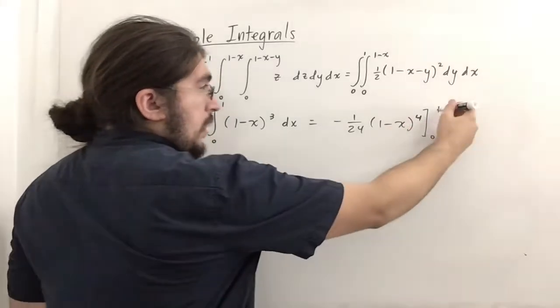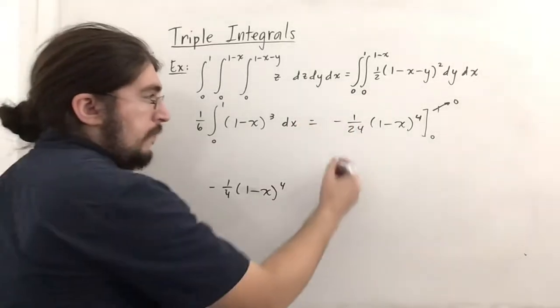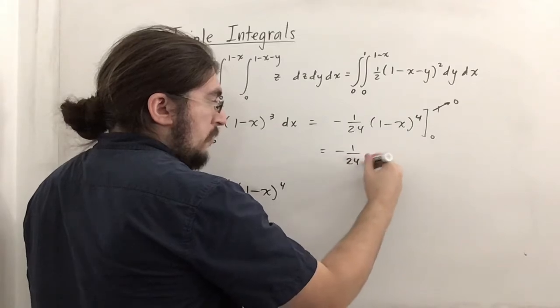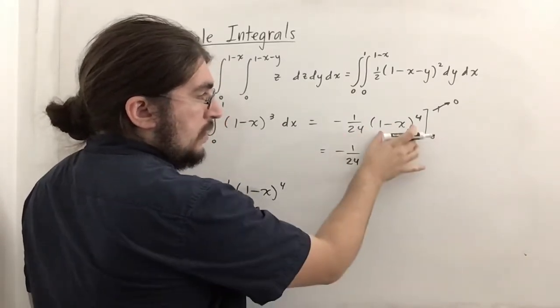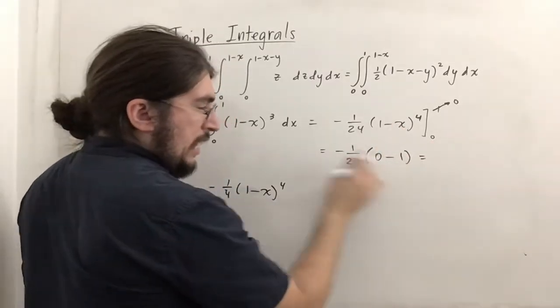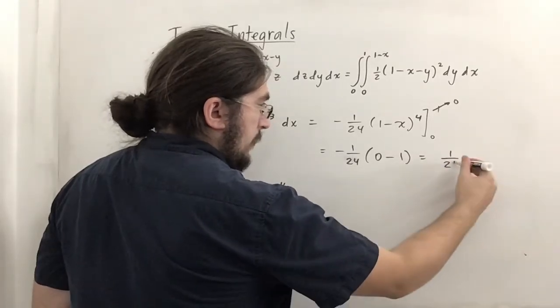Now when you plug in 1, that zeroes out, because you get 1 minus 1, which is 0. So we get -1/24 times the first evaluation, which is 0, minus the second evaluation. Here it is going to be 1 to the fourth, which is 1. So notice this is just -1 times negative, which is actually positive 1/24.